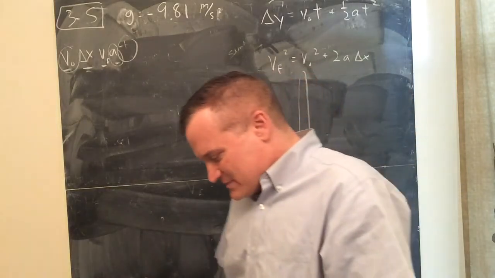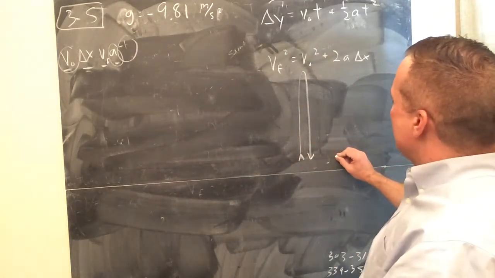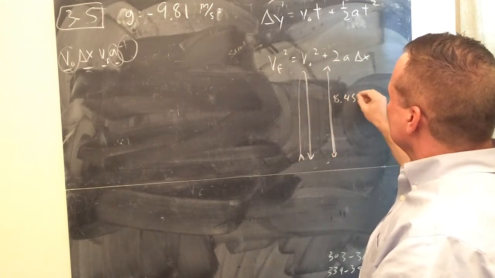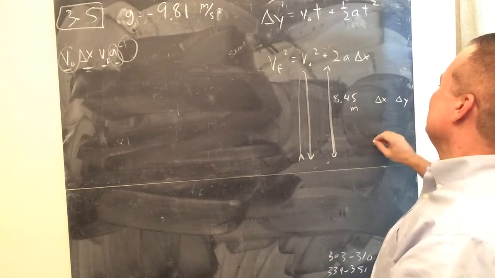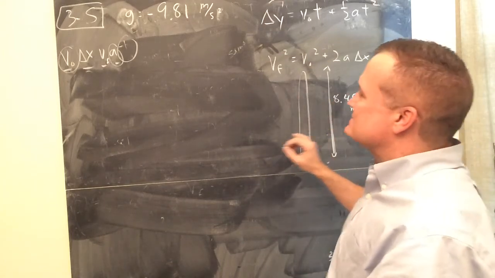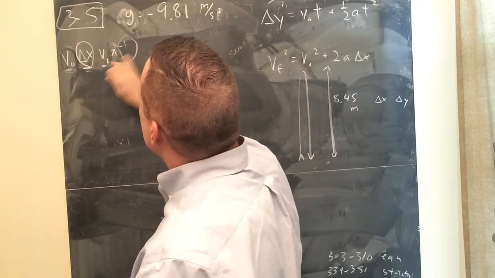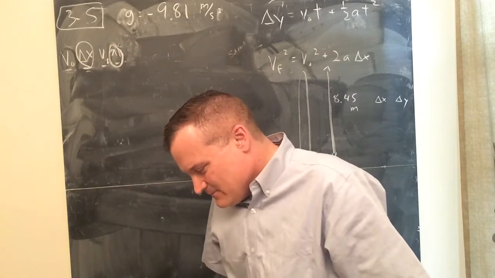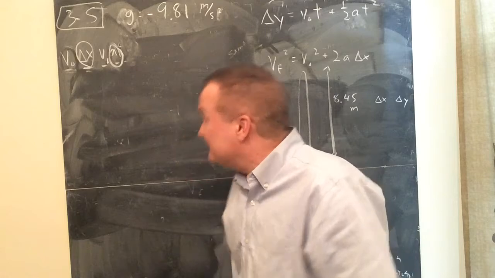So it was thrown up into the air to a height of 8.45 meters. So now we know this is 8.45 meters, which is delta y, the vertical distance. 8.45 meters is the height. So back to the little VOX VAT, we know delta y now. And we also know a. We always know the acceleration. It said, no, it didn't give you the time.